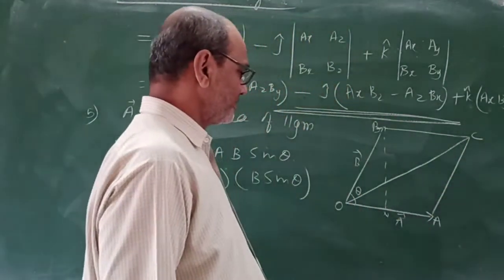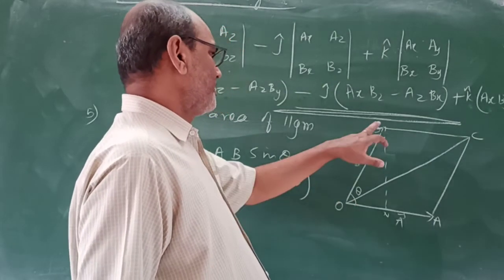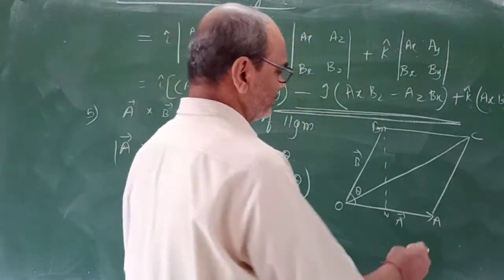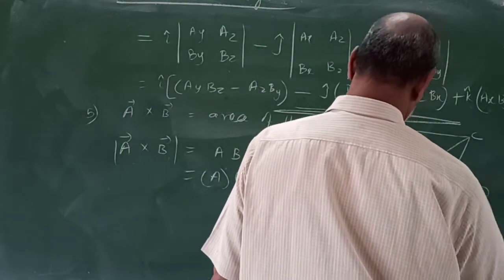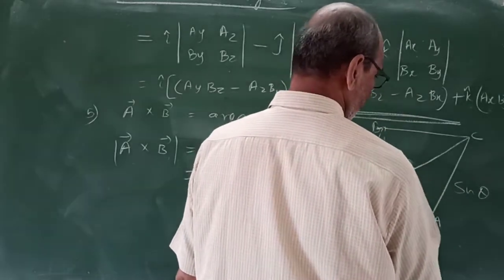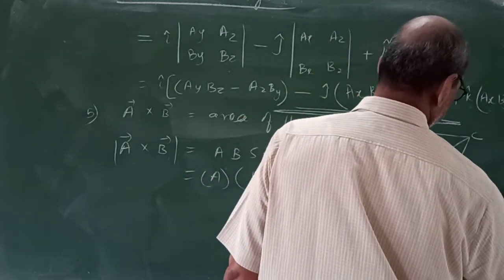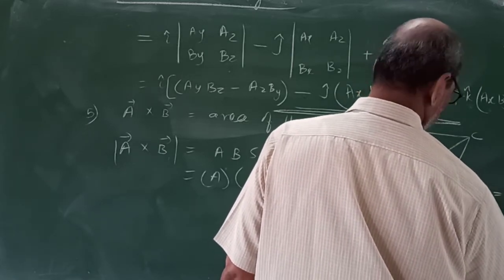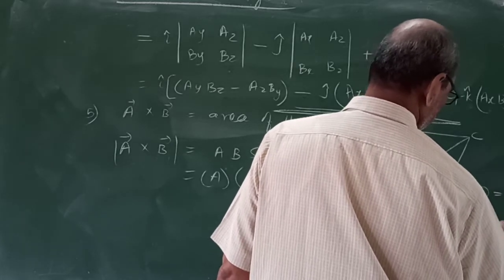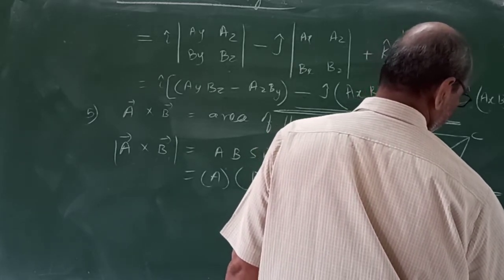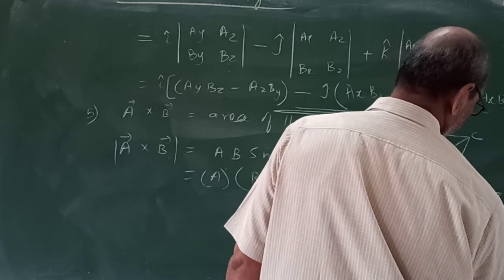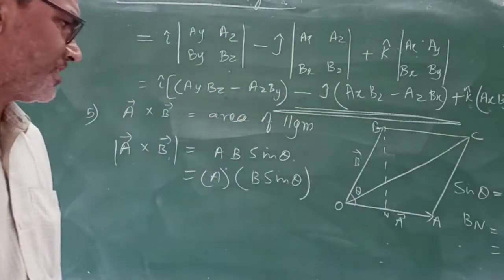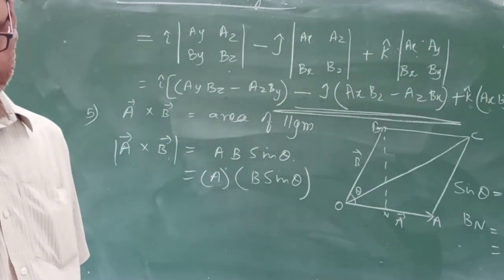Now, in a triangle, we give the name of the triangle OABC. Is it or not? Then, in triangle OBN, it is a right angle triangle. Sin theta is equal to perpendicular by hypotenuse. Sin theta is equal to perpendicular BN by hypotenuse OB. Therefore, BN is equal to OB sin theta, which is equal to vector B sin theta. Is it clear?